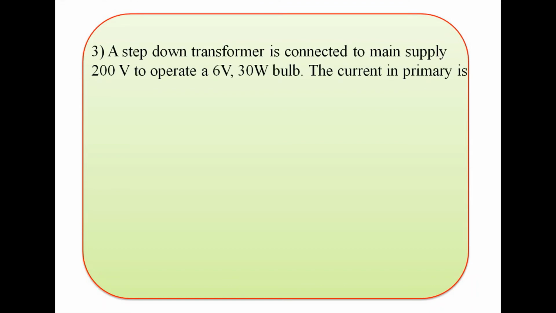A step-down transformer is connected to the main supply of 200 volt to operate a 6 volt and 30 watt bulb. The current in the primary is, and the options are: option A is 3 ampere, option B is 1.5 ampere, option C is 0.3 ampere and option D is 0.15 ampere.